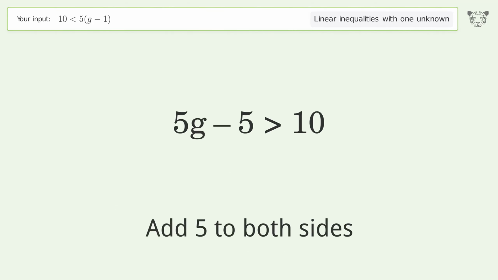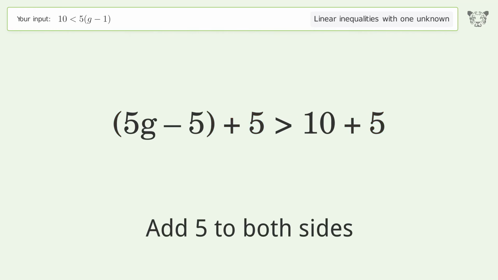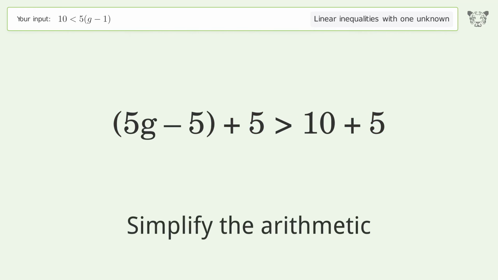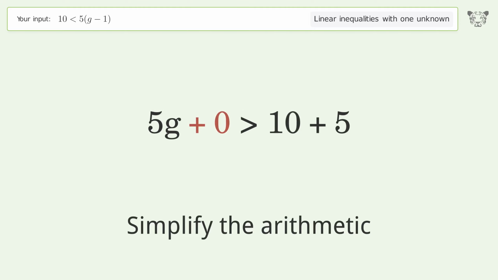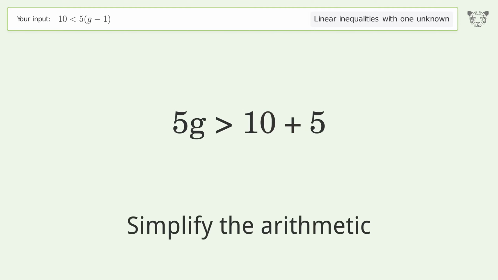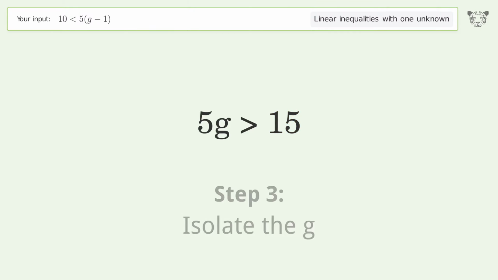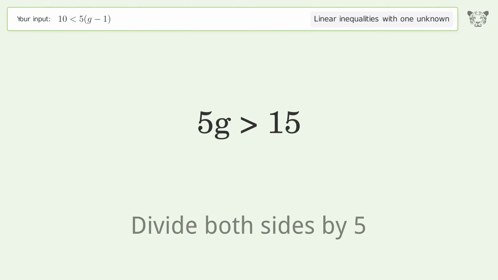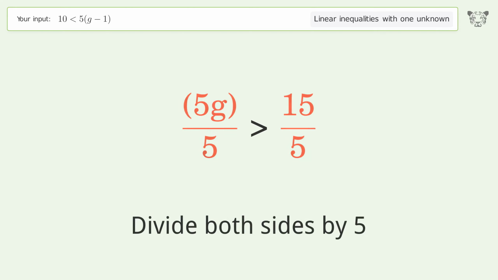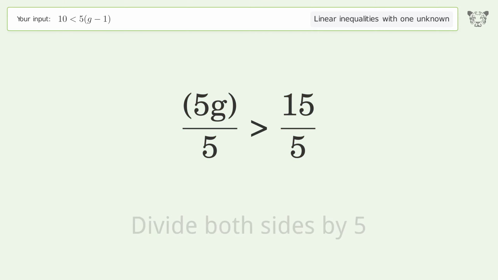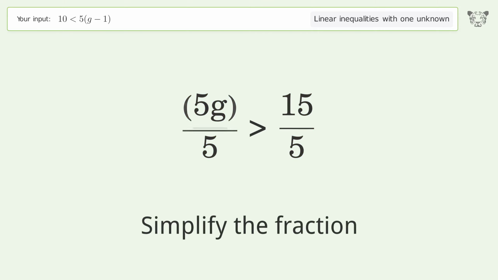Add 5 to both sides. Simplify the arithmetic. Isolate the g. Divide both sides by 5. Simplify the fraction.